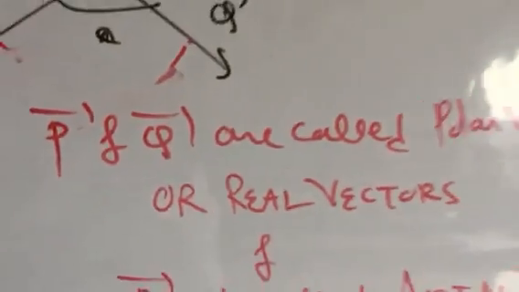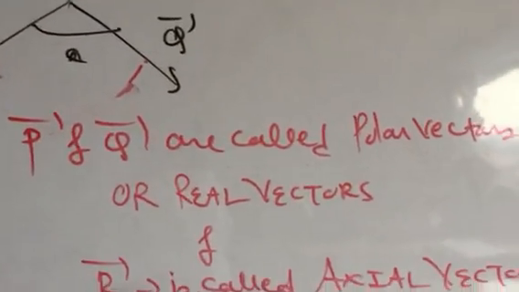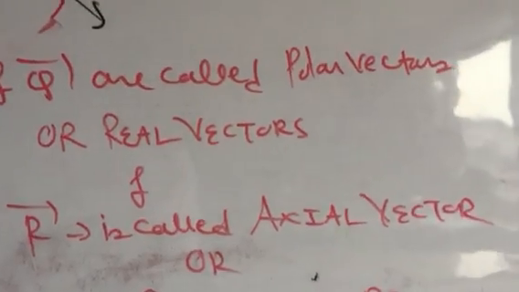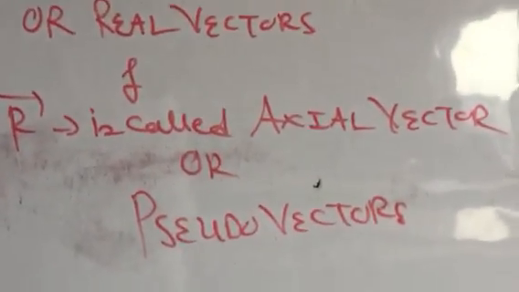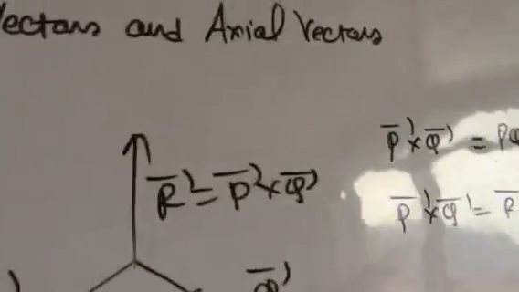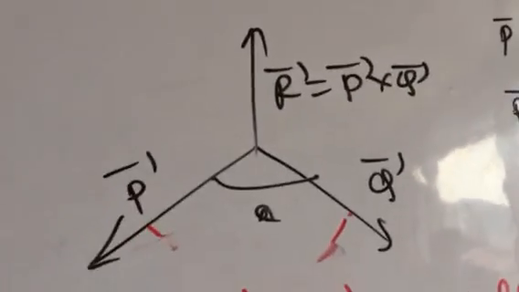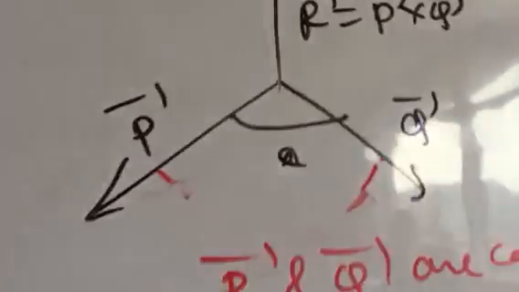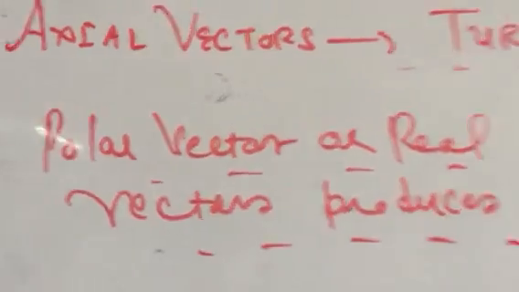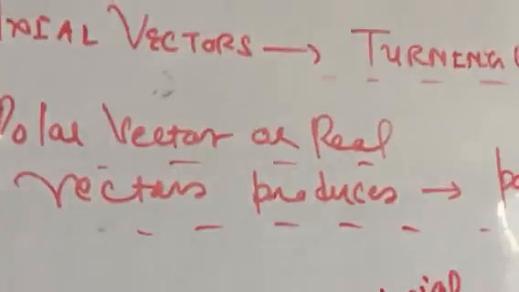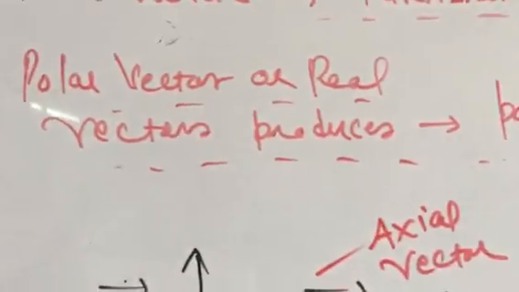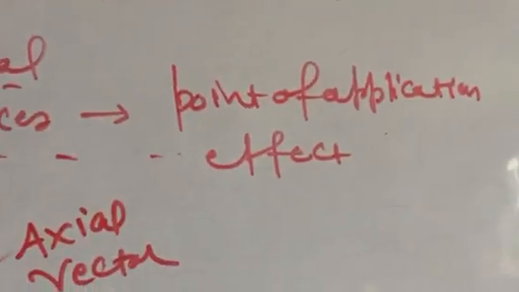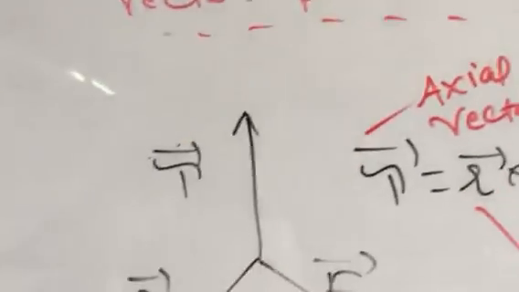P and Q are called polar vectors or real vectors. R is called axial vector or pseudo vector. Remember students, axial vectors always produce the turning effect, that is, they produce the rotational effect. So axial vectors, just keep in mind, produce which effect? Turning effect. Polar vectors or real vectors produce which effect? Point of application effect. Yes.